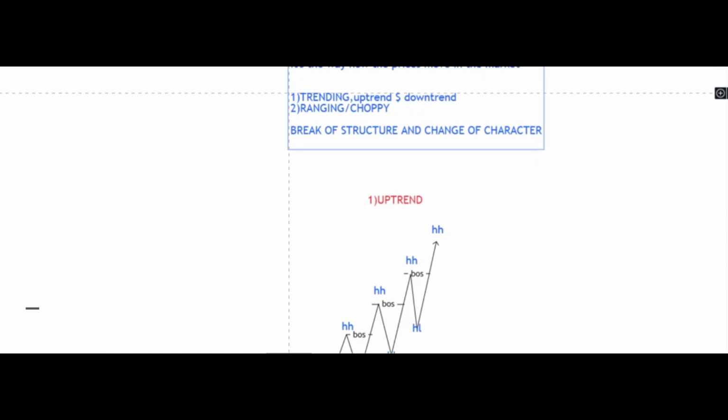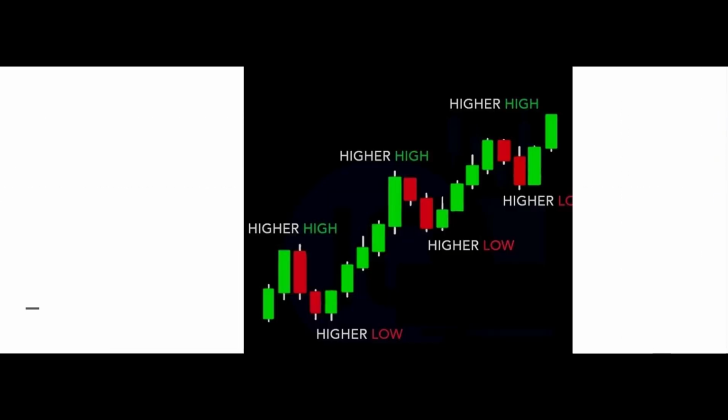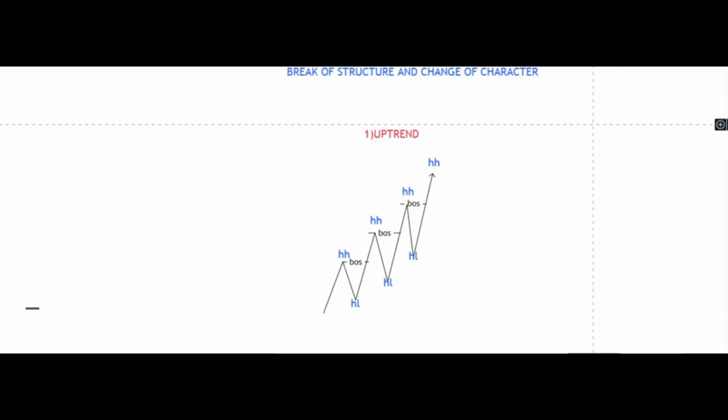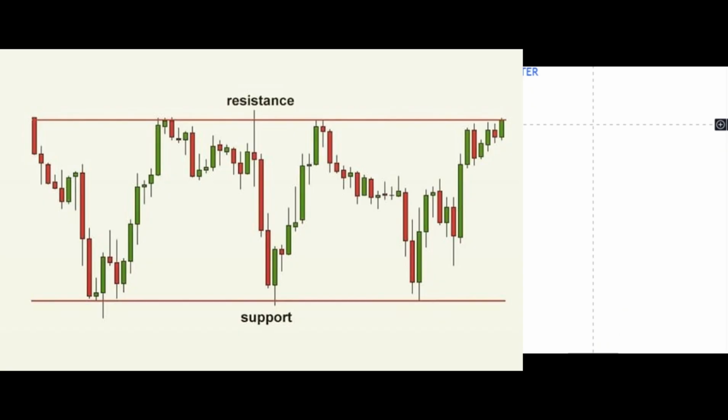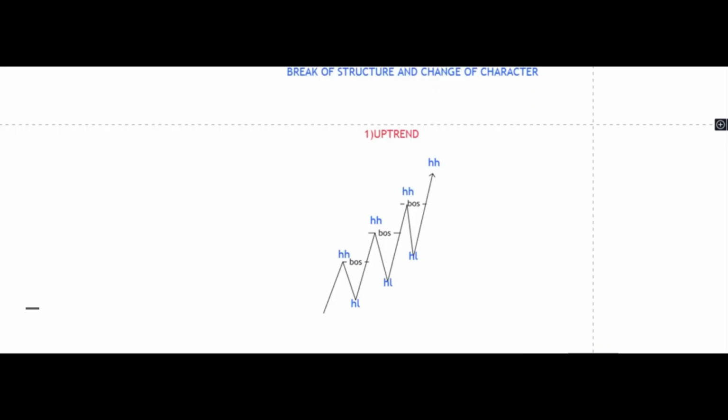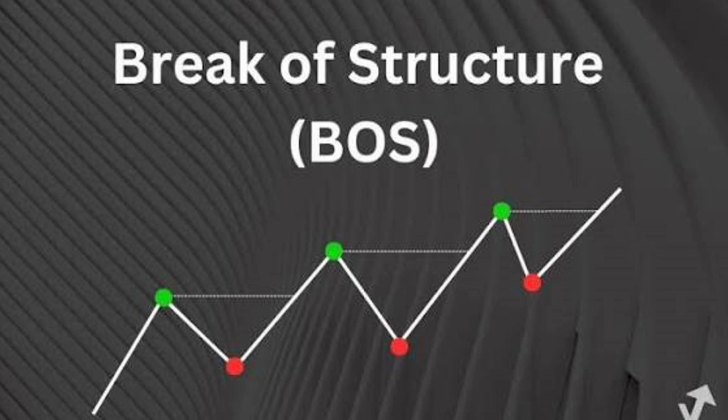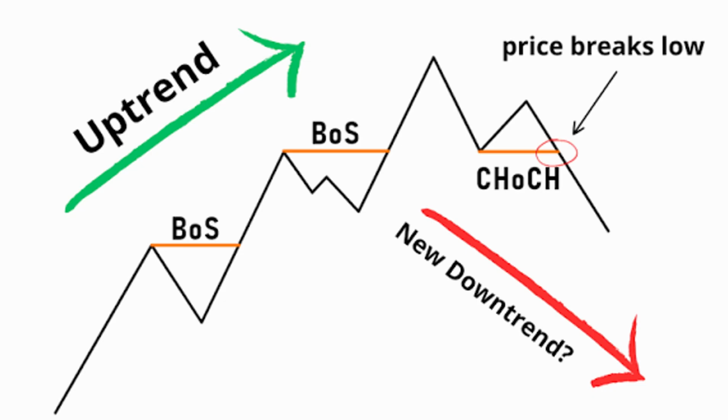So when we talk of market structure, we shall be seeing either a trend market or a choppy, ranging market. Under trending market, we shall be seeing an uptrend and a downtrend. Then we shall have a ranging market, some call it choppy market. We shall also have a break of structure and then a change of character. Still, we shall talk about it.